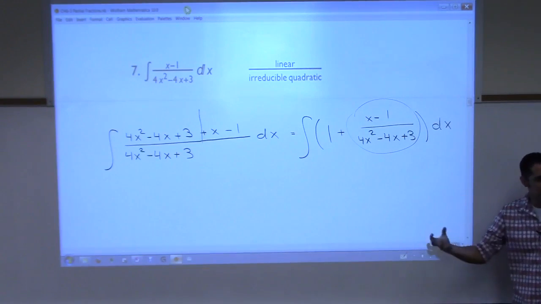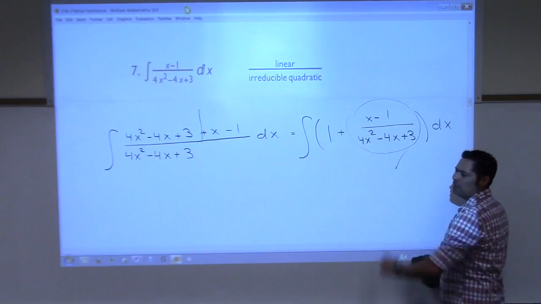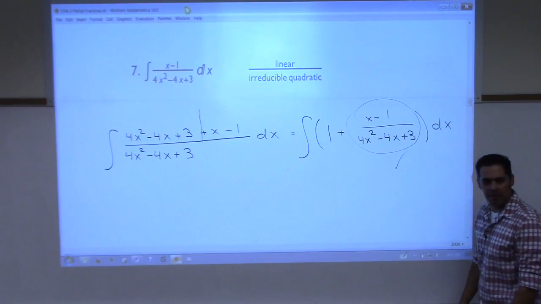Then we added and subtracted something. And then we broke it apart. And then one of them became an arctan. The other one was a natural log, right? So check. In other words, I'm not going to obviously go through that whole problem again.